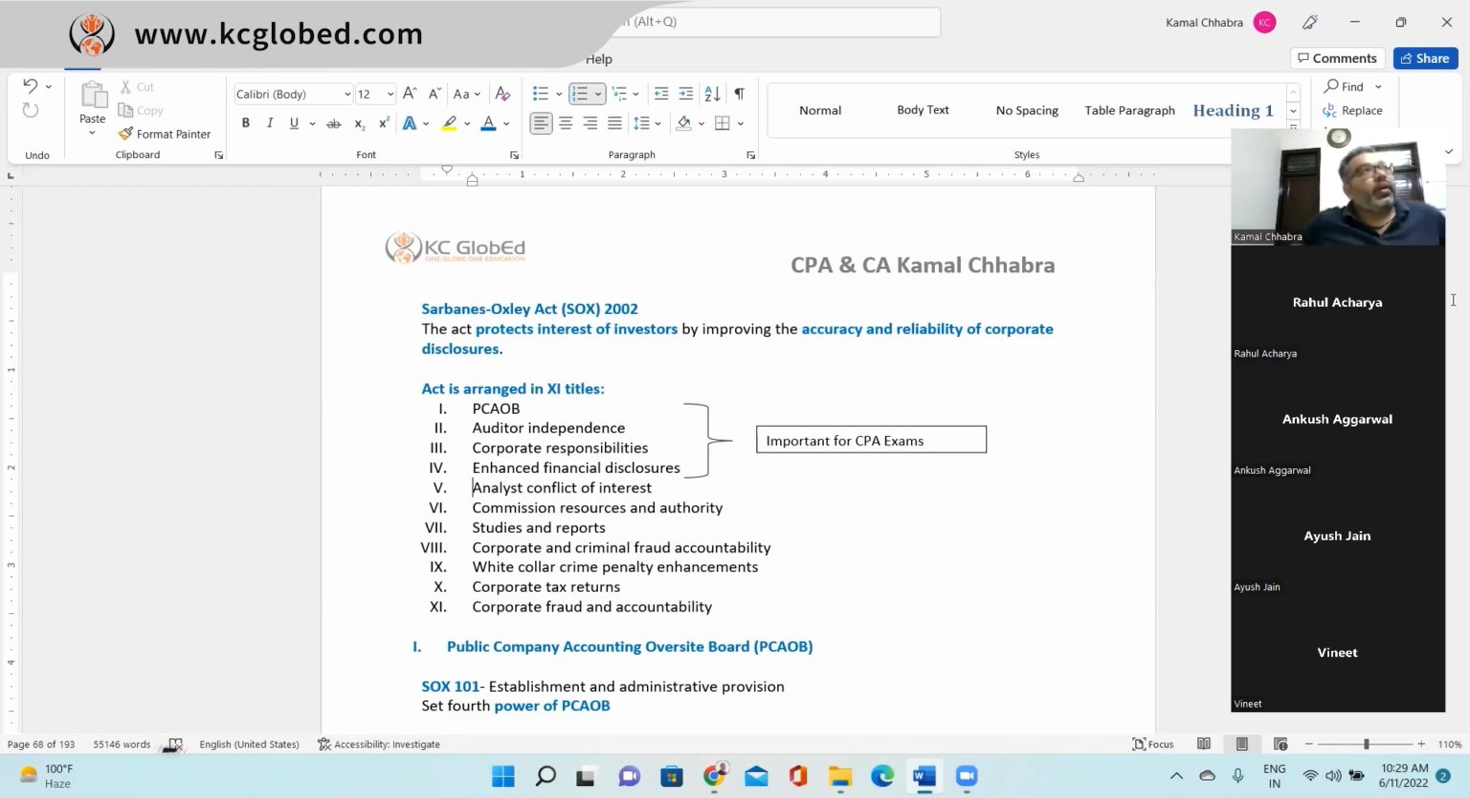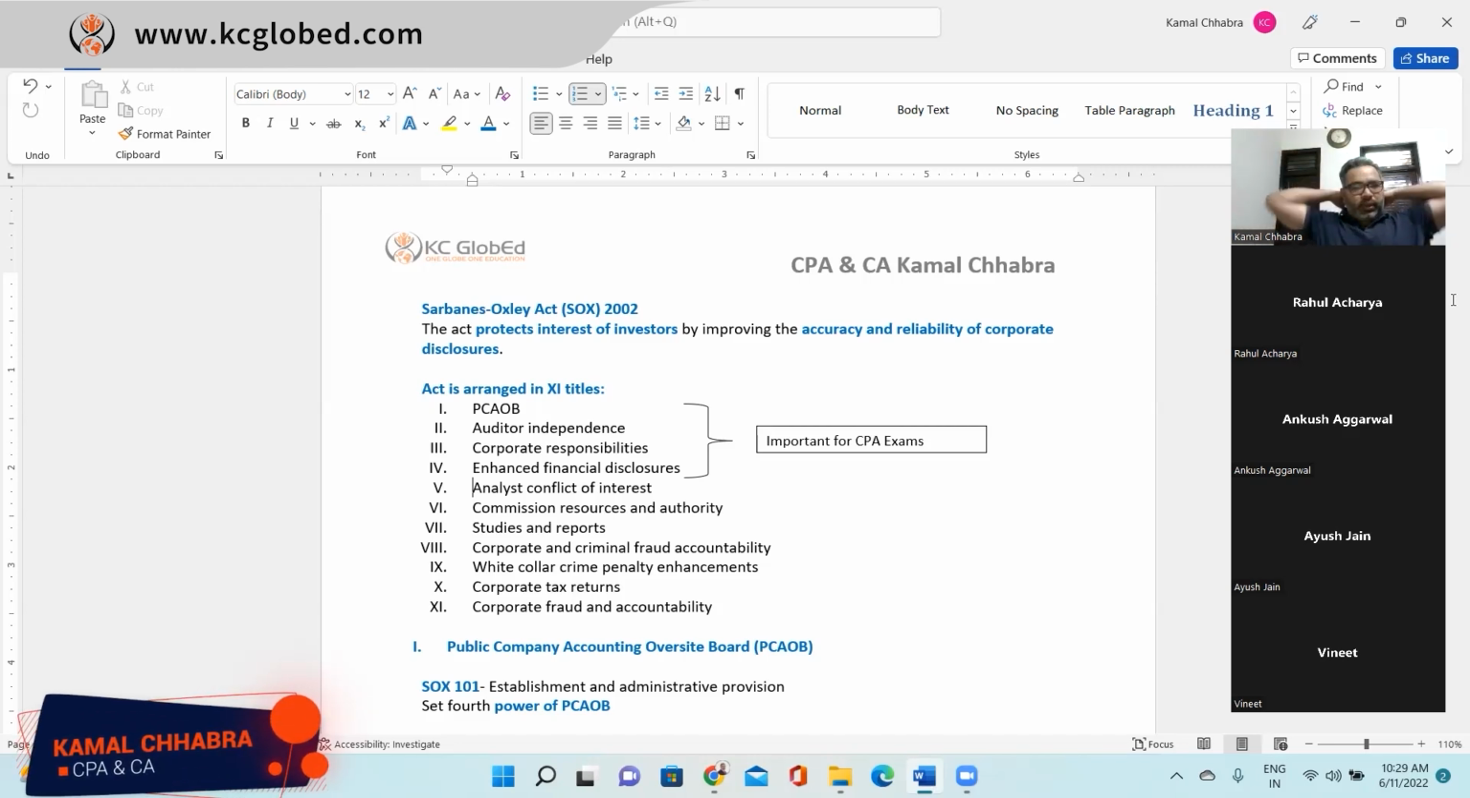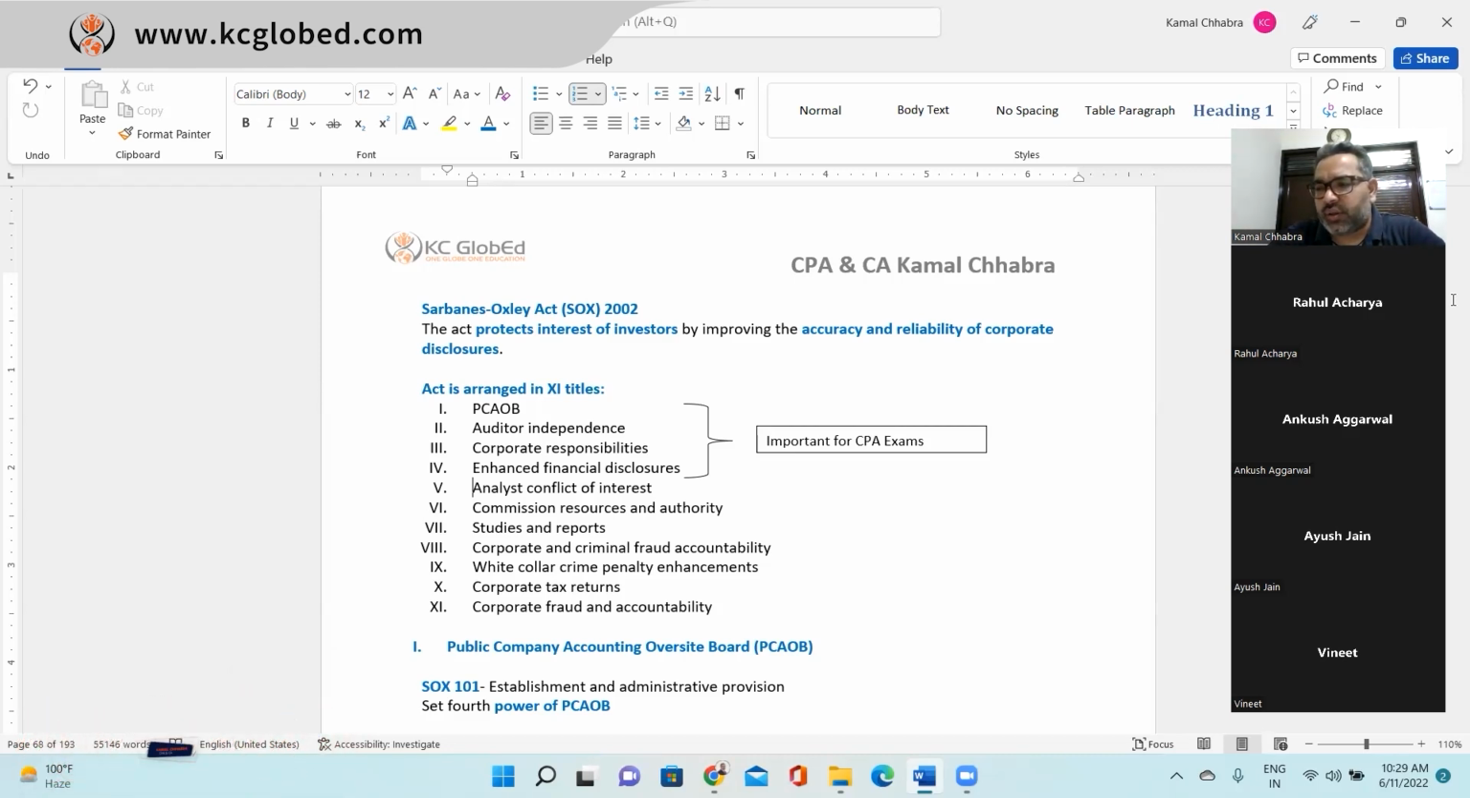Under the SOX Act 2002, they have formed a committee called PCAOB, the Public Company Accounting Oversight Board. The Public Company Accounting Oversight Board has the responsibility to register the CPA firms and monitor the work of the CPA firms who are doing the audit for listed companies or providing attestation services to the listed client.